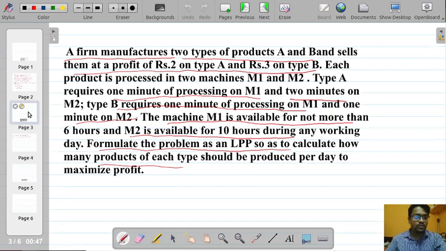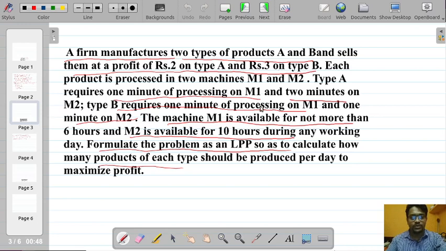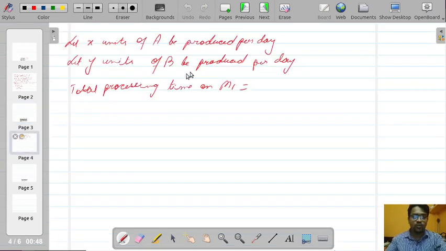By the question, A requires 1 minute of processing on M1 and 2 minutes on M2. So what is the total processing time on M1? A requires 1 minute of processing on M1 and B requires 1 minute of processing on M1. So the total processing time on M1 is exactly X plus Y, because each requires only 1 minute of processing.